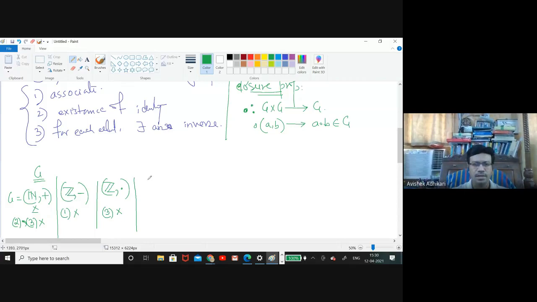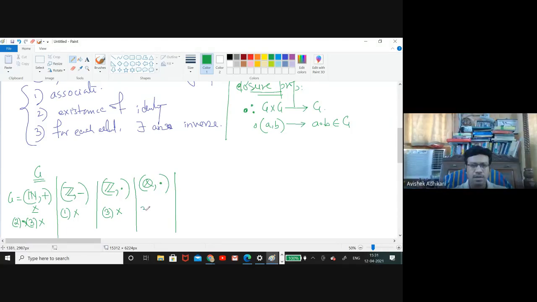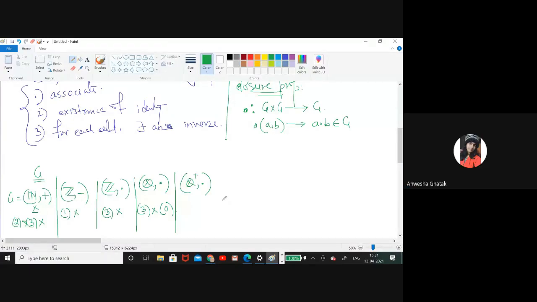Okay, if I consider Q with respect to dot, where Q means the set of all rational numbers, then the inverse of 0 does not exist. So 3 is also a problem with respect to 0. Now if I consider positive rational numbers with respect to multiplication, it forms a group.